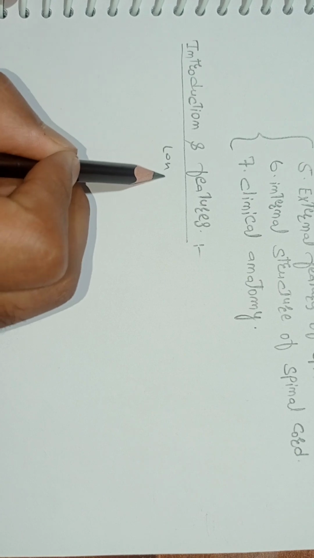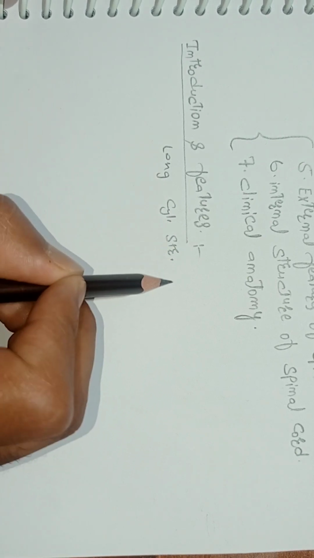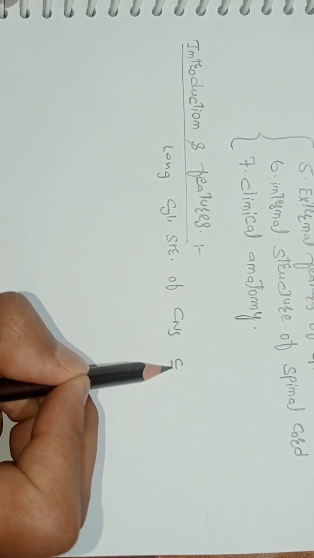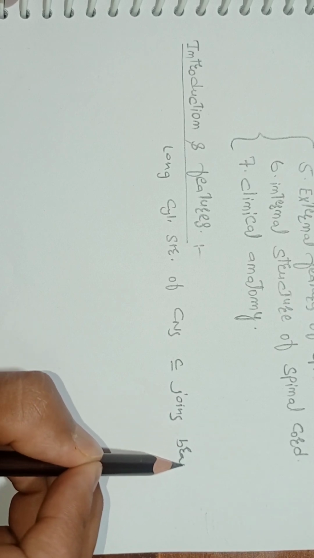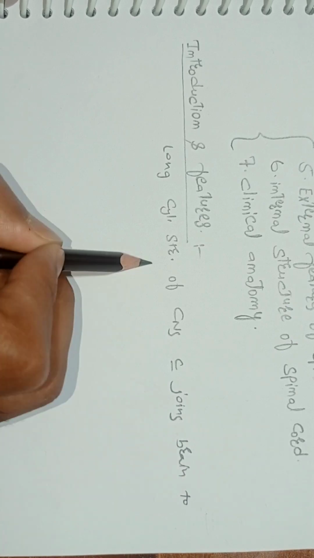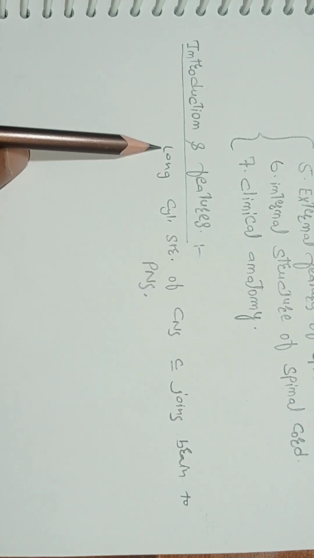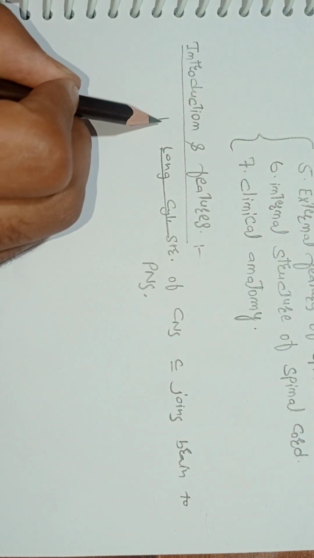Spinal cord is a long cylindrical structure of the CNS, which joins brain to the peripheral nervous system. So what is spinal cord? It is a long cylindrical structure of the CNS which connects brain to the peripheral nervous system. That's the number first point.